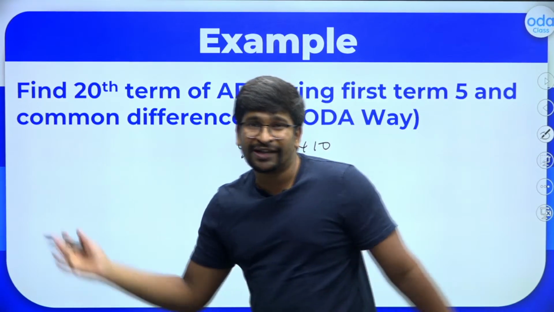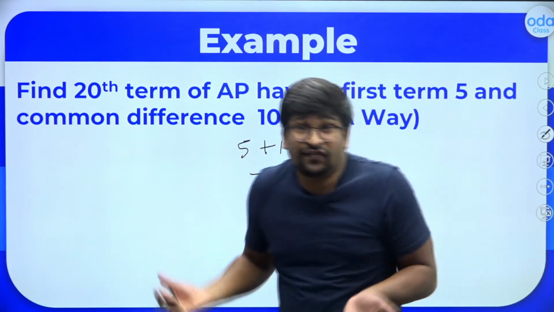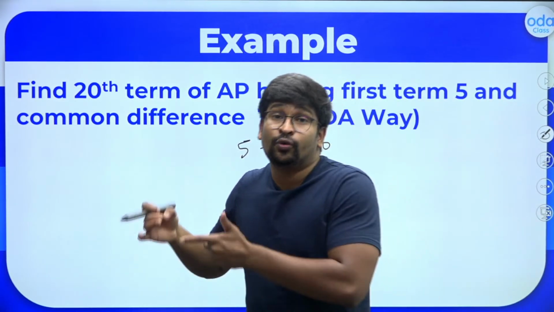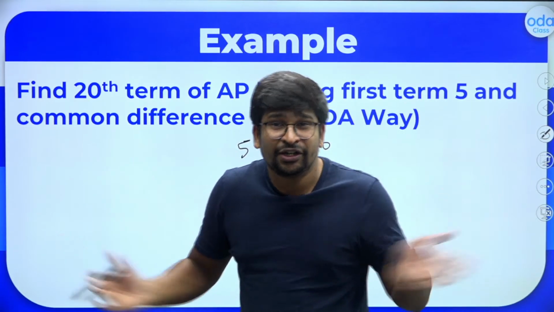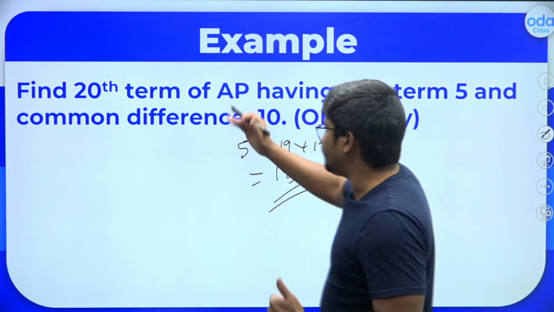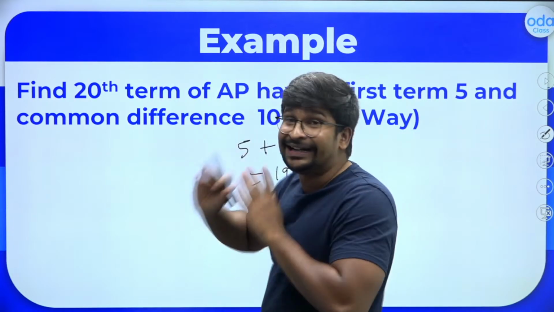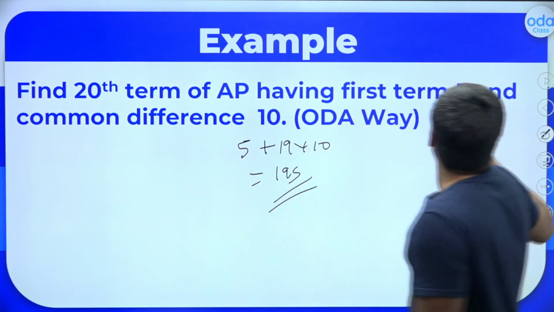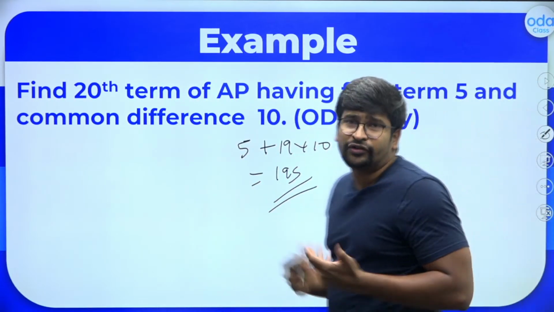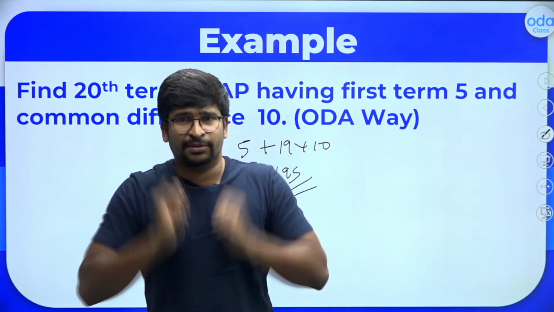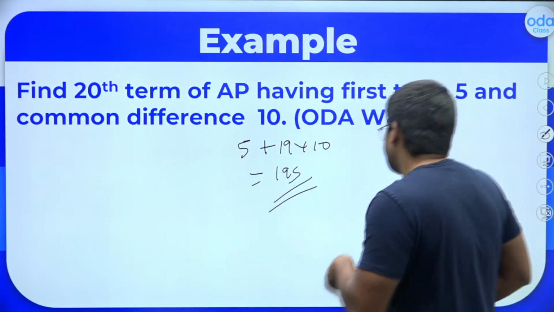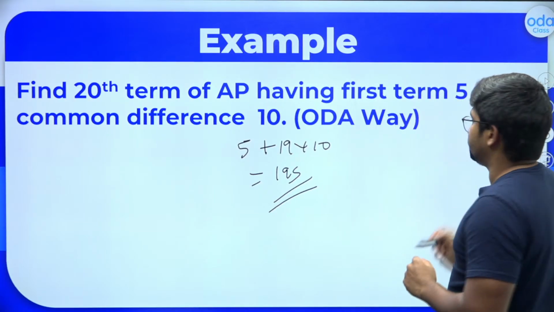So in one go you can write, instead of writing all the formula, an is equal to a plus (n minus 1) into d. Nothing else is required. Directly think logically. To the first term, if it is the 20th, add 19 times d. So it will be 5 plus 19 into d. So it should be 195. That's it, right? Very simple thing. All right, everyone? So it should be 195 here.